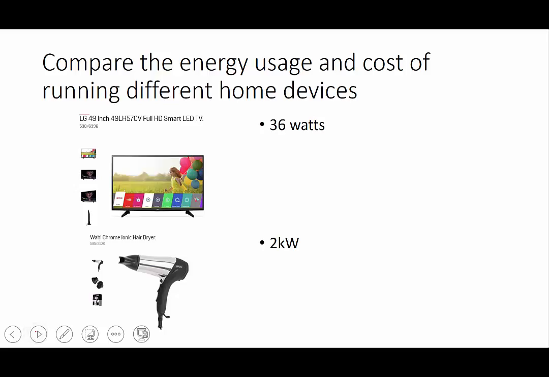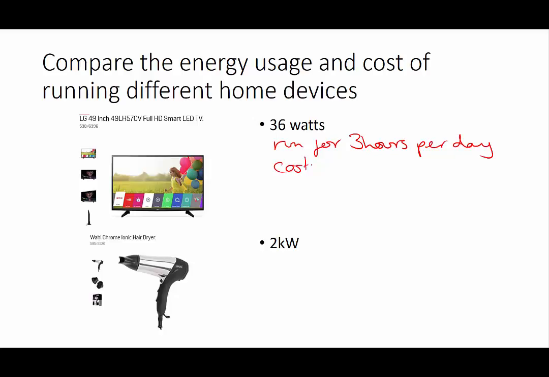Let's have a look at some other appliances, because you need to be able to compare the different energy uses. A TV has very low energy consumption. It uses only 36 watts. So we might run a TV for 3 hours a day. To work out the cost for that, it would be 0.036 times 3 times our 14p per kilowatt hour, which would give us a cost of only about 1.5p.